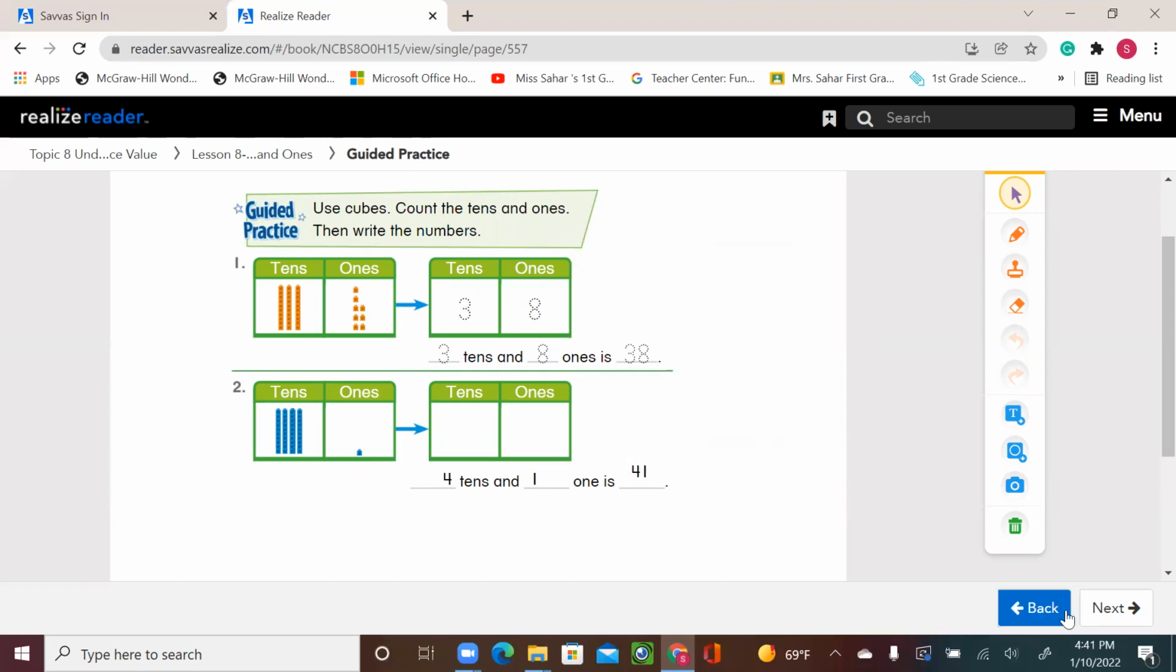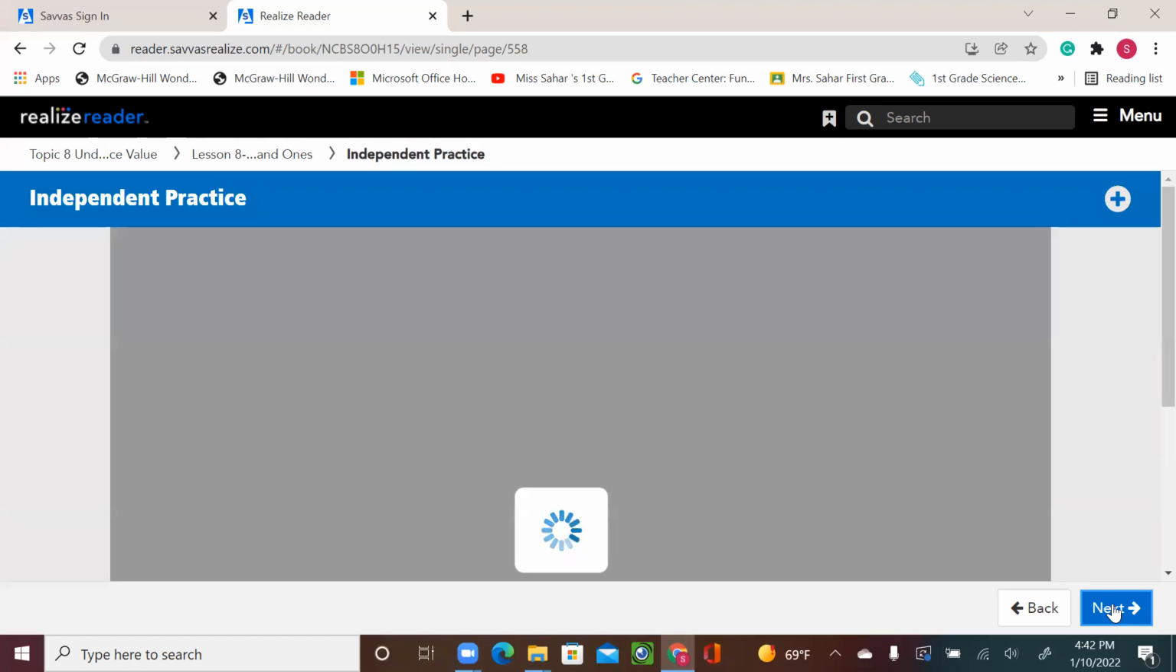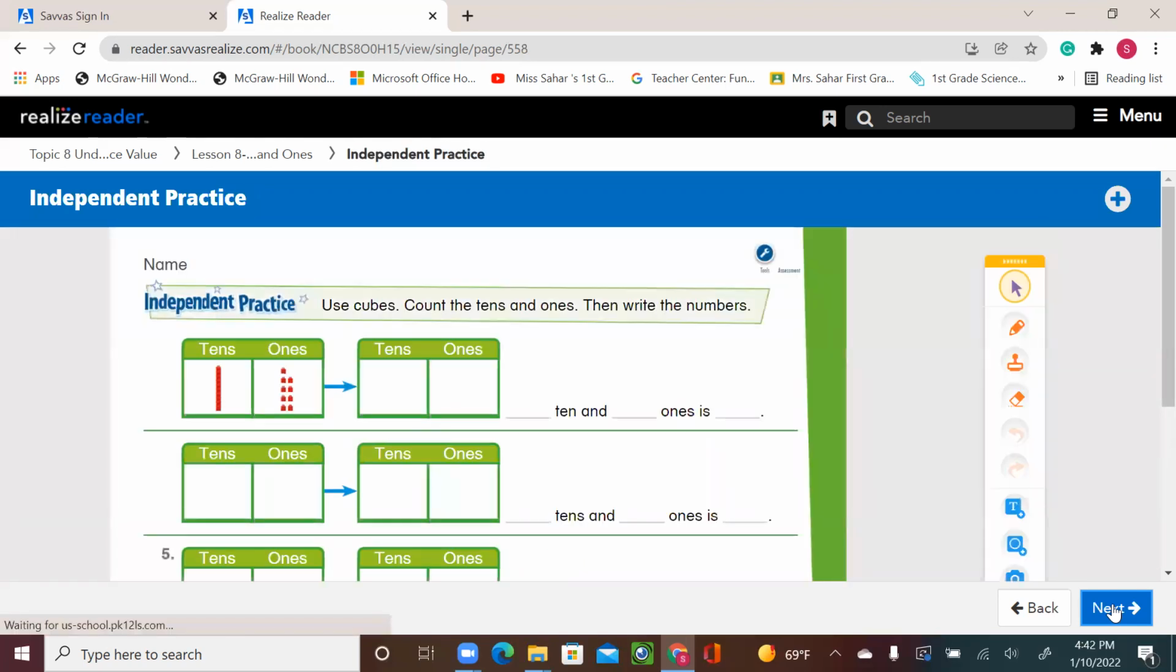All right, let's do one question from independent practice, page 339. Let's do the first one. Use cubes, count the tens and the ones, then write your number. All right, so what do we have? Look at number 3. How many groups of 10? 1 ten. So I'm going to write here number 1.